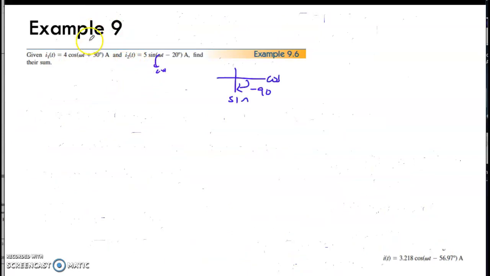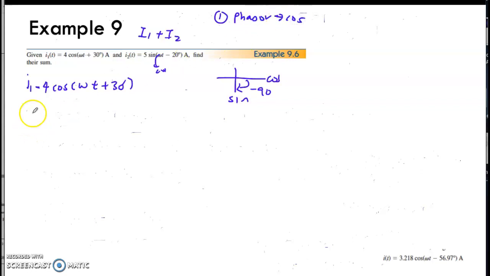Okay, now let's see the next example. So now you have two functions. One is I1, another one is I2. I1 is already in cosine form. So in order to solve the question, I1 plus I2, first, change this to the phasor form. To change to phasor, it needs to be cosine. The first one is already cosine, so you can change to phasor by writing capital I1 is equal to 4 angle 30. Okay, so once you got I1, let's move to I2.